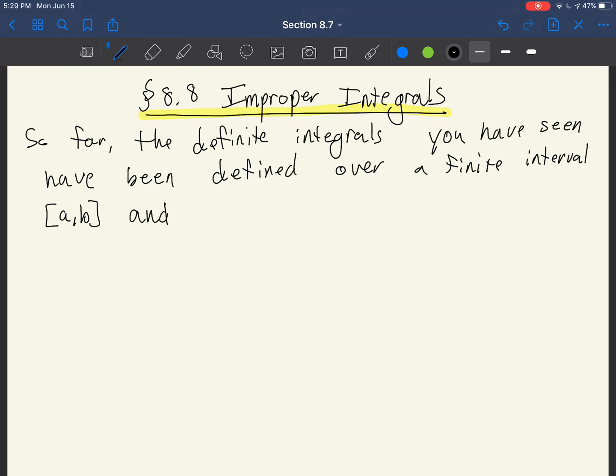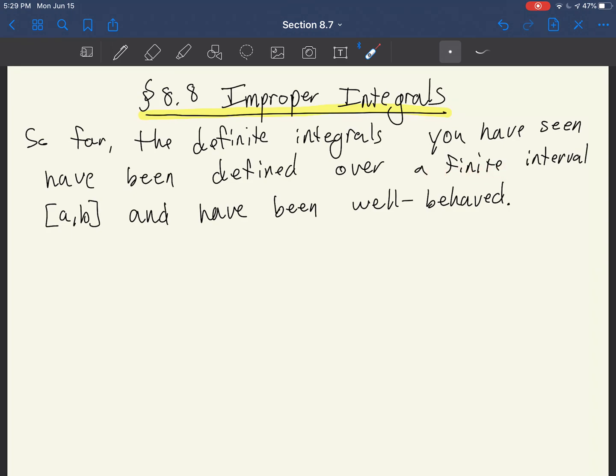And the interval we normally label a to b. And the integrals have been well behaved on these intervals. Well behaved just means they exist. They don't go off to infinity. No holes. Just everything continuous. So here we're going to talk about what happens if we remove those two conditions.